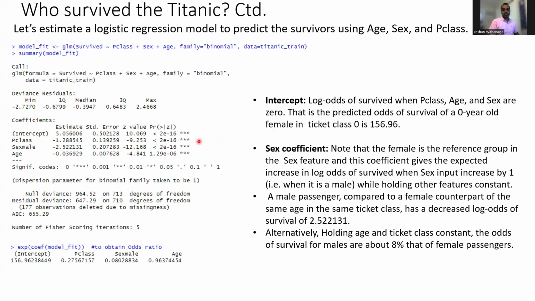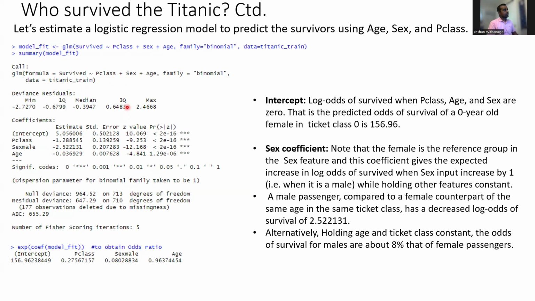Our objective is to fit a logistic regression model to predict if a given individual is a survivor or not using the age, sex, and the ticket class. So ticket class is P class, sex, and the age. This is the code that we are using to fit the logistic regression model. And by using summary for this model fit, you can get the summary results.